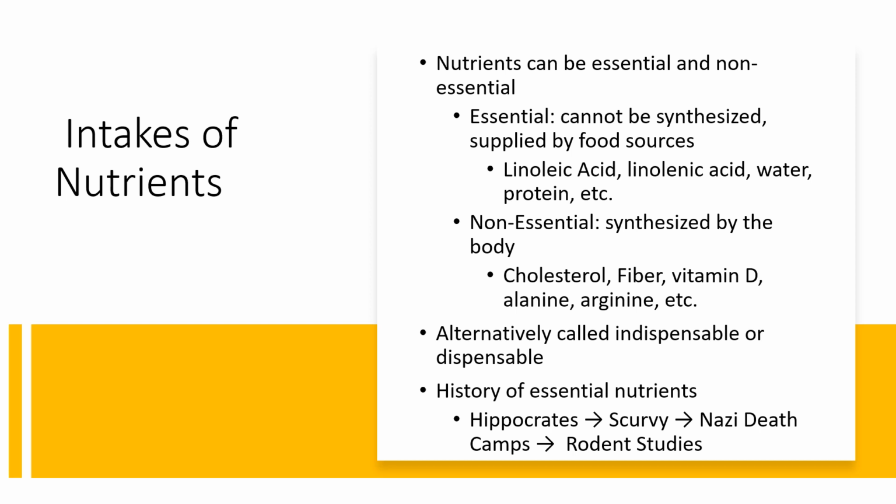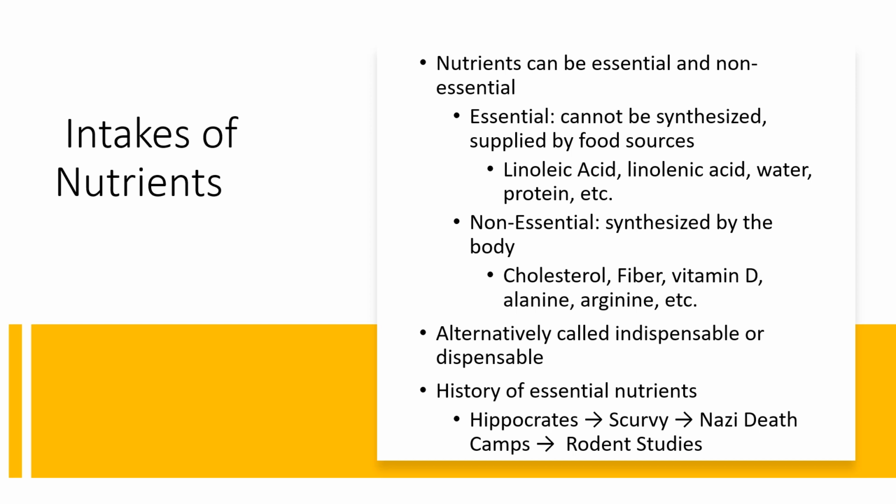So we're going to talk a little bit about the history of essential nutrients. Back when Hippocrates was kicking around, he figured out that there were some food sources that humans just needed to live longer and healthier lifestyles. At this point, they weren't really sure why. They were just like, we need that food, so we're going to consume that food.